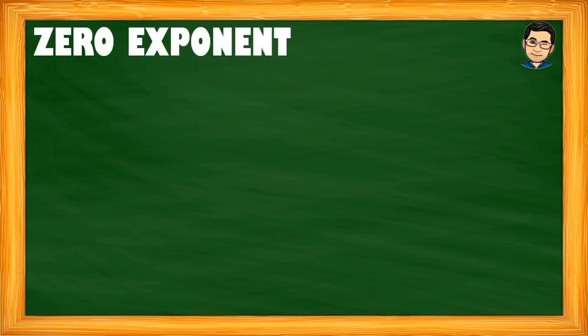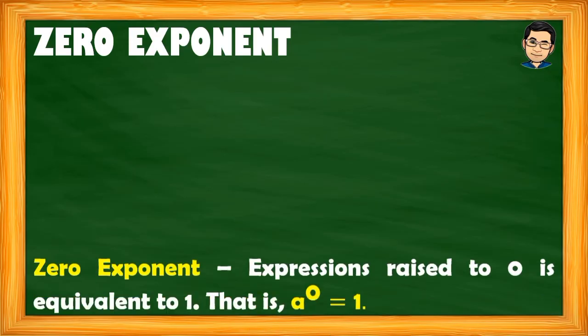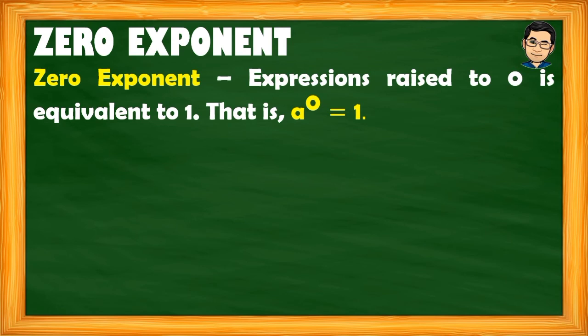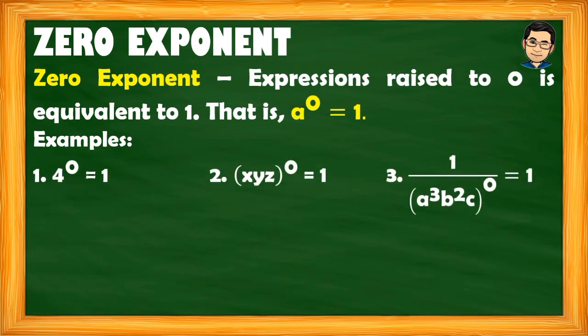And then yung last law natin for exponent, zero exponent. So basically, ang makikita nyo sa bawat expressions, ang exponent ay 0. So zero exponent, expressions raised to 0 is equivalent to 1. That is, a raised to 0 equals 1. Any term, any polynomial, any number, except from 0, that is equivalent to 1. Example, ayan. So 4 raised to 0, that is equal to 1. And then the quantity of x, y, z raised to 0, that is equal to 1.